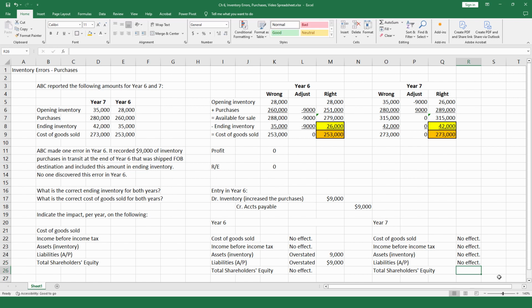And total shareholders' equity, no error in profit, no error in retained earnings, no error in shareholders' equity. Hopefully this has helped you to understand how inventory errors in purchases flow through in 2 years.